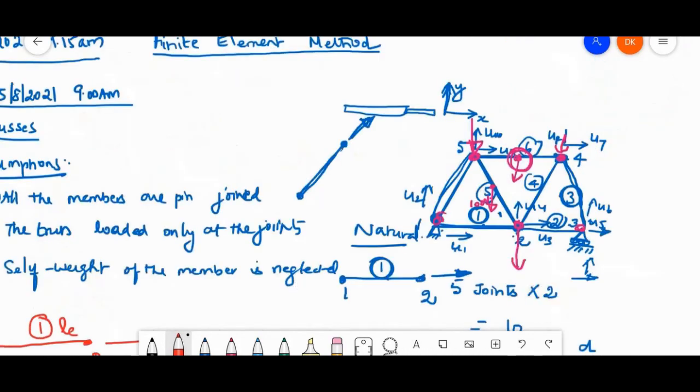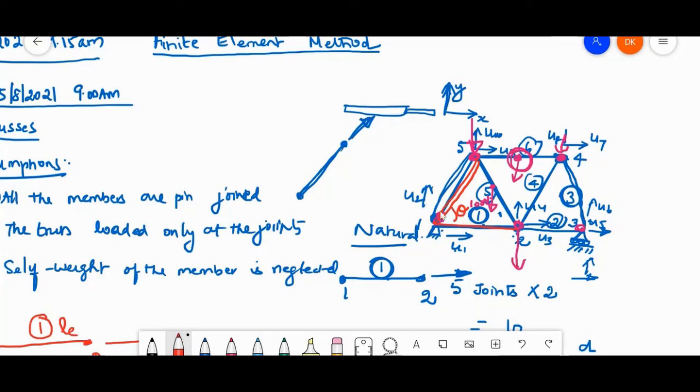Now you see that this is the truss member. In this truss, one member is in the horizontal direction, and the other member is in the inclined direction. So there is an angle theta placed here. So there will be an angle theta between these two members.